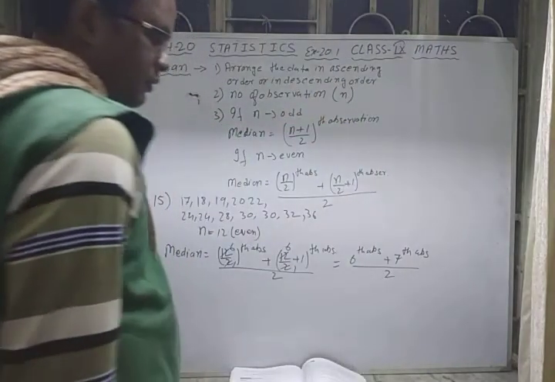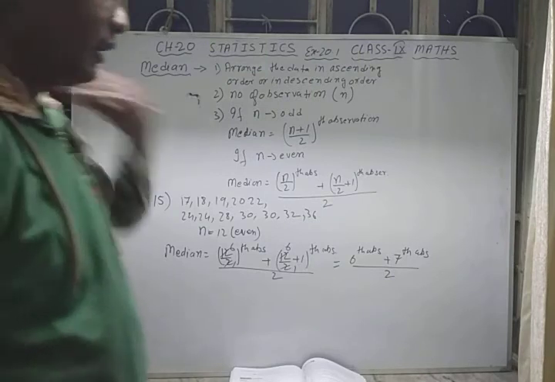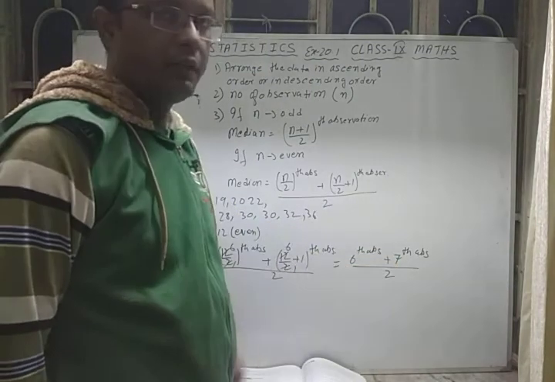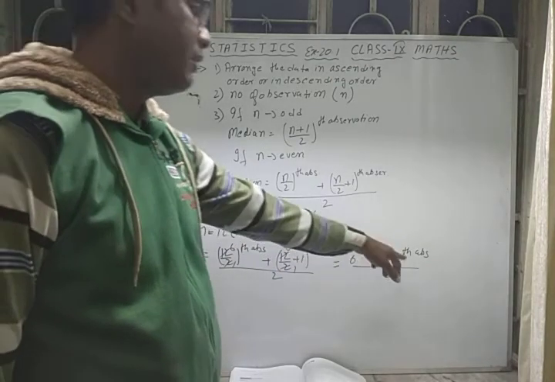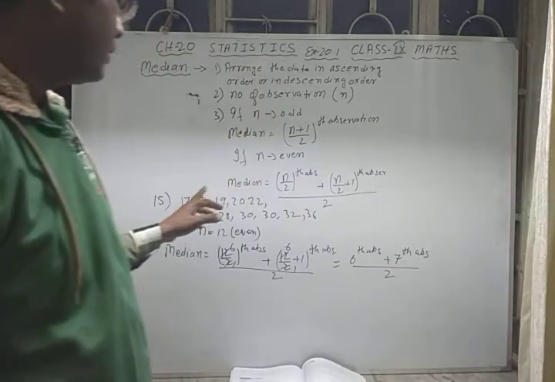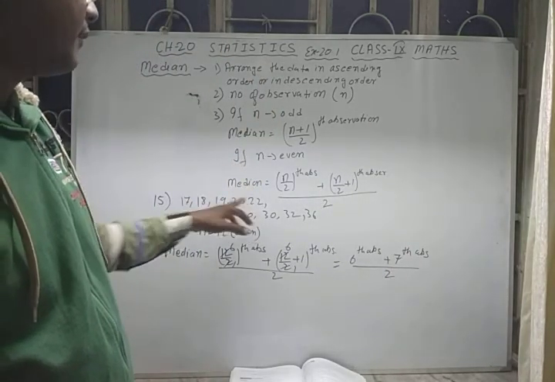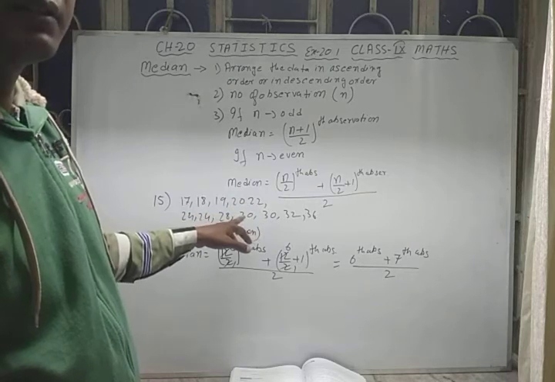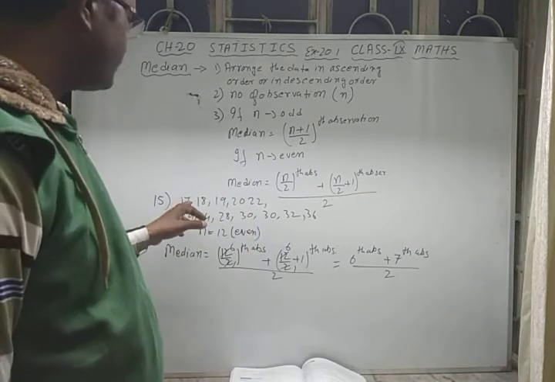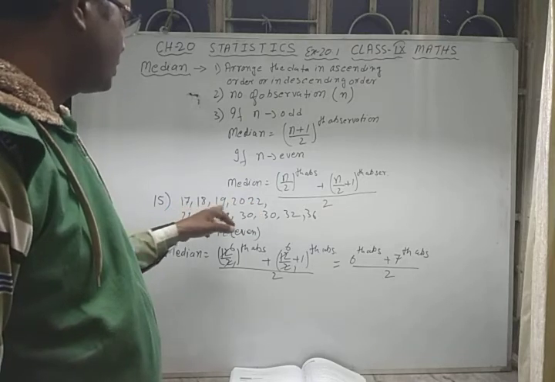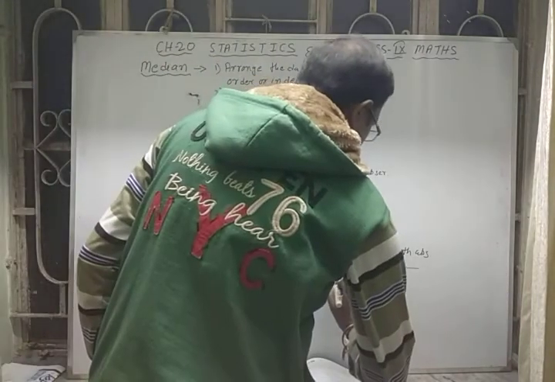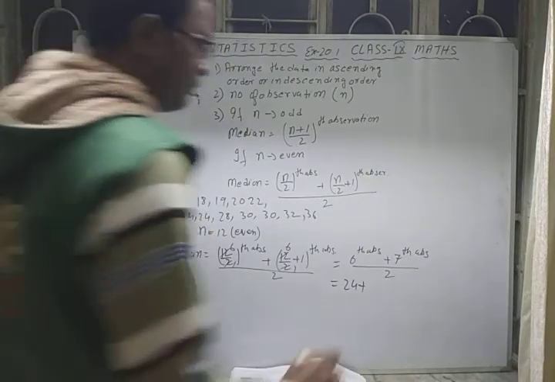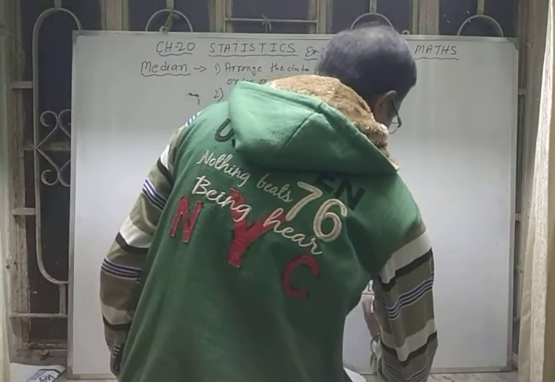So many times what the students do, they generally add these two numbers and divide by 2, but it is an incorrect way. I am writing the 6th observation and the 7th observation. You have to count the 6th and 7th observation from this data. First of all, the 6th observation: 1, 2, 3, 4, 5. The 6th observation is 24. So in place of the 6th observation you write 24, plus the 7th observation, which is also 24. So you have to write 24 again, whole divided by 2.